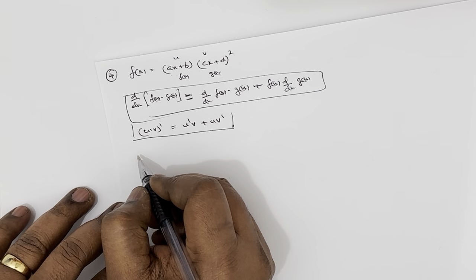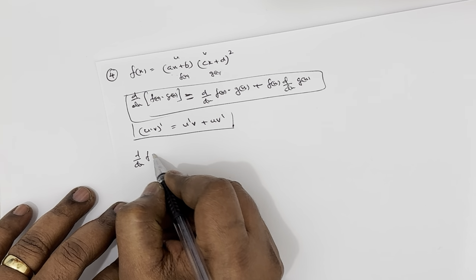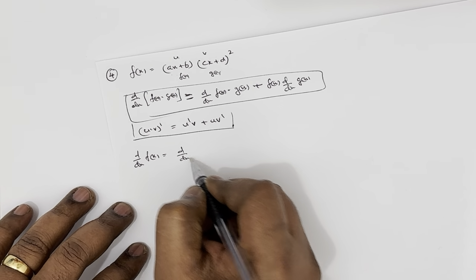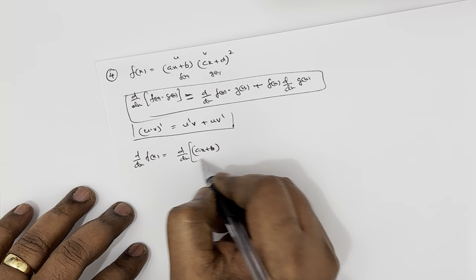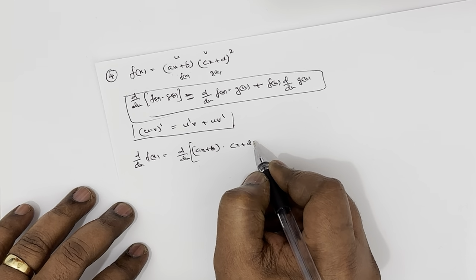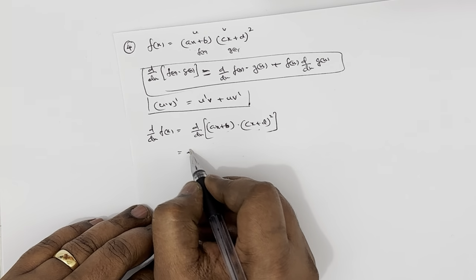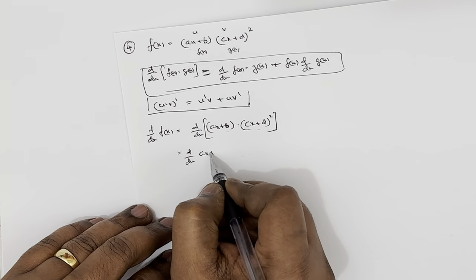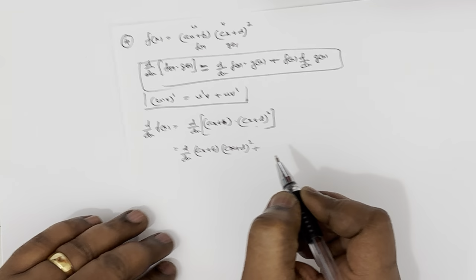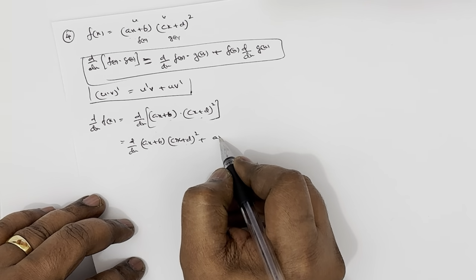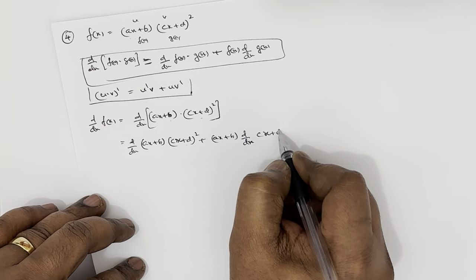So let's use d by dx. d by dx of f of x is equal to d by dx of (ax + b) multiplied by the two functions, (cx + d) whole square. Now this is f of x and this is g of x, so it will be d by dx of the first function multiplied by the second function (cx + d) whole square, plus the first function as it is and derivative of the second function (cx + d) whole square.